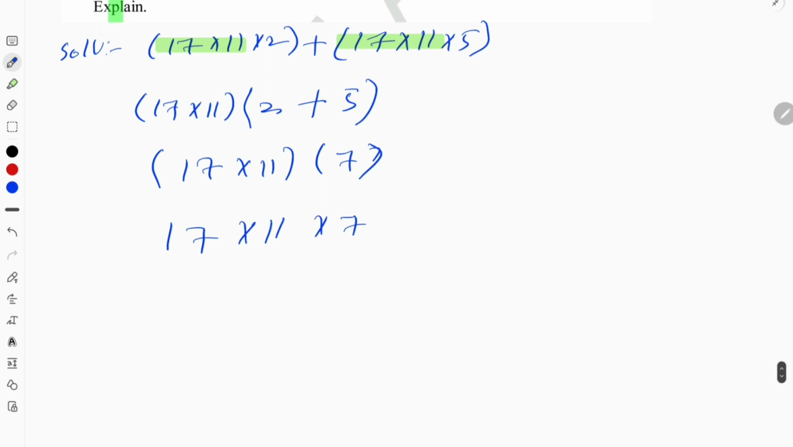Now the given expression is a product of prime factors. So we can say that the given number is a composite number.